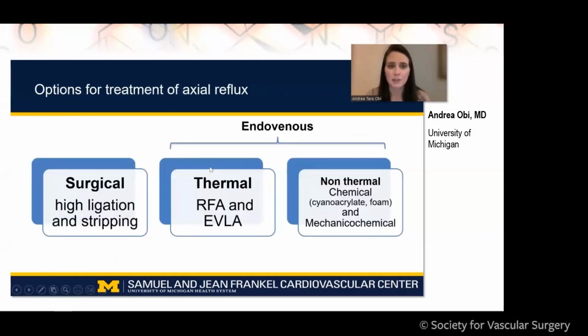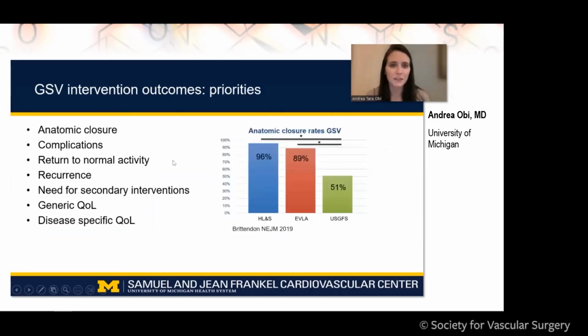But we know that other options exist for the treatment of axial reflux. Beyond surgical high ligation and stripping, there's a host of endovenous therapy options. They can be grouped into 2 cohorts: a thermal cohort, including radiofrequency ablation and endovenous laser ablation, and non-thermal, including chemical techniques such as cyanoacrylate and foam, and mechanochemical techniques such as MOCA. And the difference between these 2 groups will be highlighted by Dr. Hingorani in an upcoming talk.